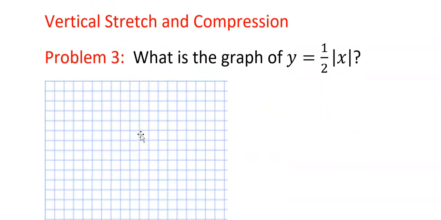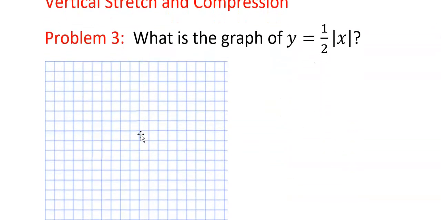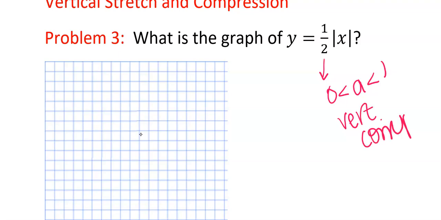Here they talk about vertical stretch and compression, and these are really the same as what we did yesterday. What is the graph of 1/2 absolute value of x? So the 1/2 is between 0 and 1, right? So it is a vertical compression. Think about that before you do it so you know this one looks like the regular V graph, only it's smushed down and it kind of looks a little bit shorter and a little bit fatter.